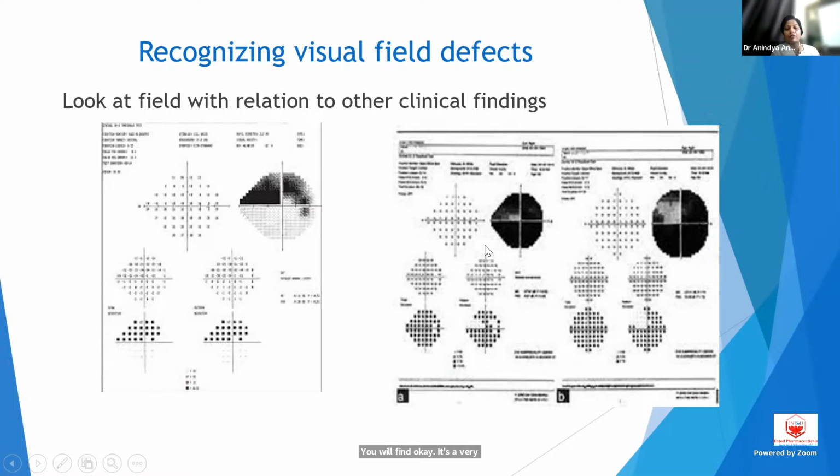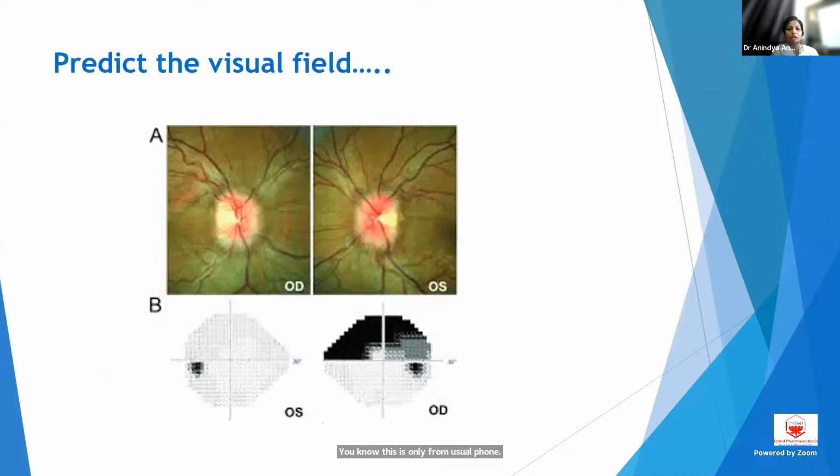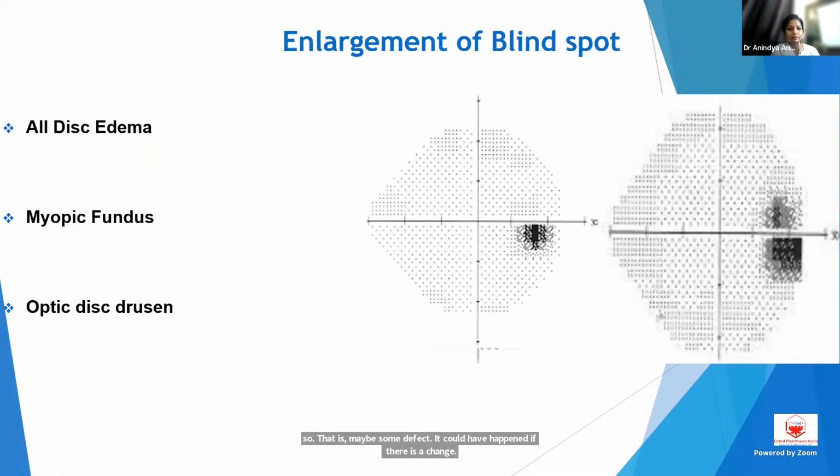However, if you compare, you will see the nerve, see the optic disc and macula, you will find there are other retinal diseases also. So it doesn't mean you will be diagnosing diseases only from visual field. Your visual field must be correlated with your fundus finding. Like here, this kind of visual field defect is not possible with this kind of optic nerve. So there is maybe some defect. It could have happened that there is a change of the reports between the patients.